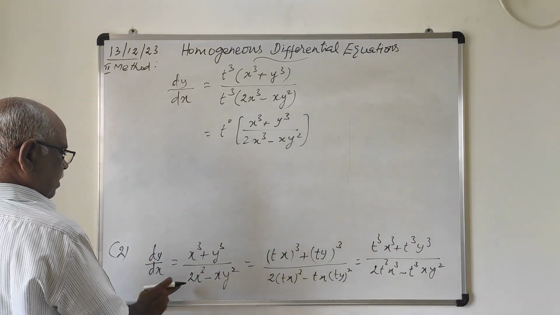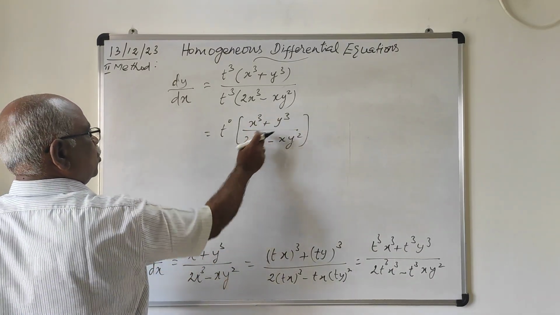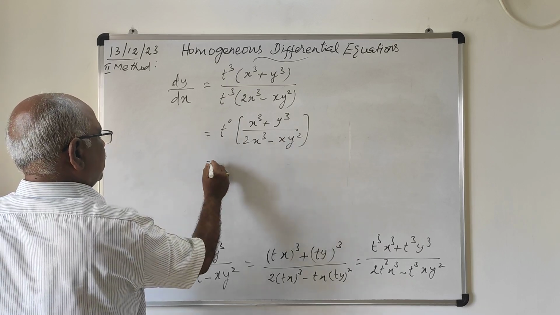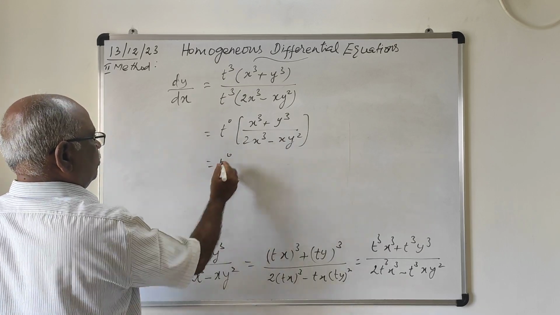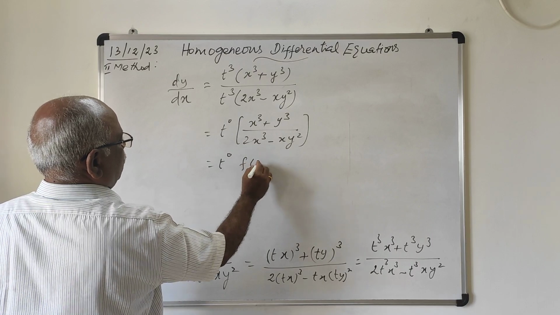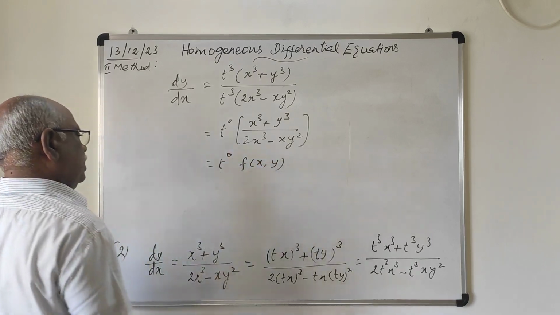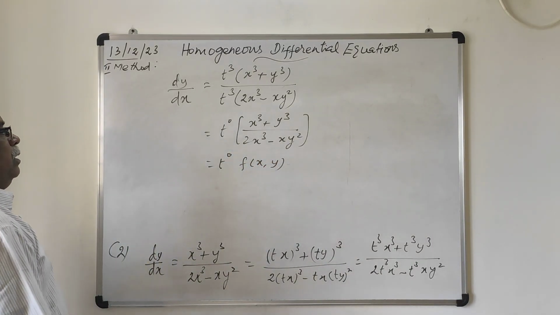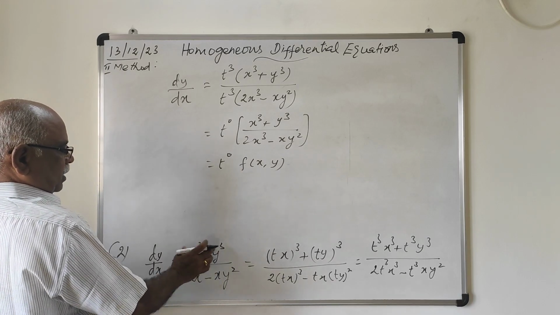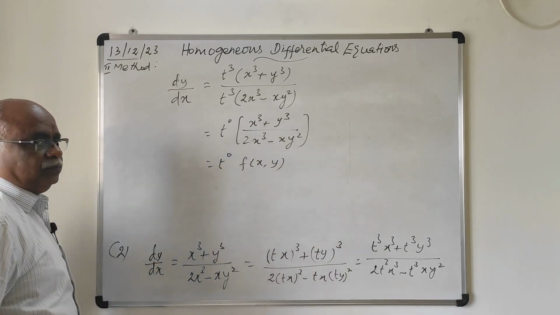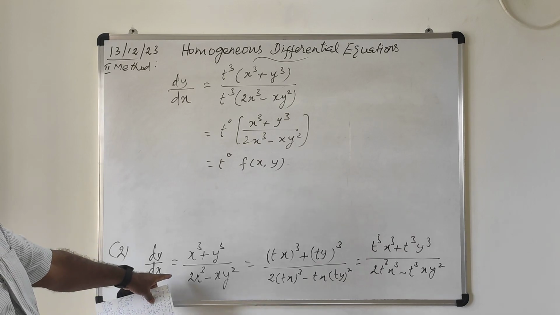See, this is nothing but f of x comma y. x cube plus y cube by 2x cube minus xy square is the given problem. t power 0 into f of x comma y. Therefore, the given function is a homogeneous function of degree 0. So, this is a homogeneous differential equation.